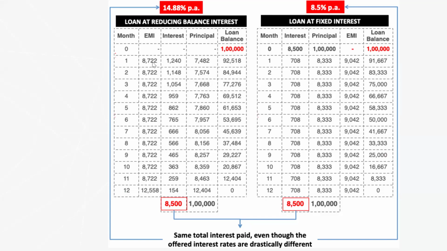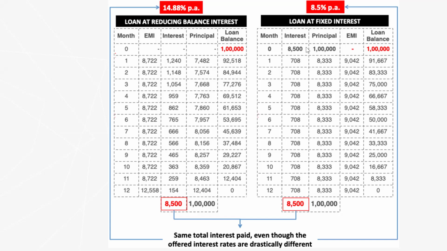In the reducing balance here, you see the EMI amount is the same, 8,722. The first month interest is 1,240. The second month is reduced. Why? Because my loan balance is reduced, as in the first month he paid 7,482 towards the principal. So next month I am considering only 92,518 for the interest calculation. That is why my interest is getting reduced. Likewise, if I look at the last month, the customer is paying only 154 dirham interest, whereas the principal is more.